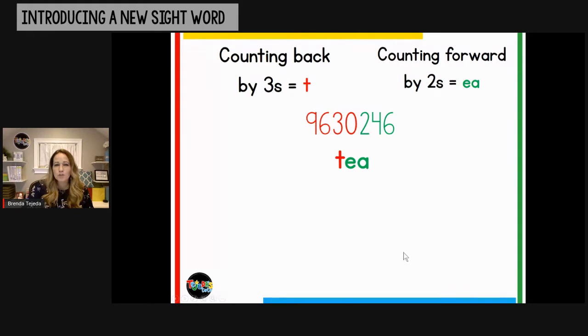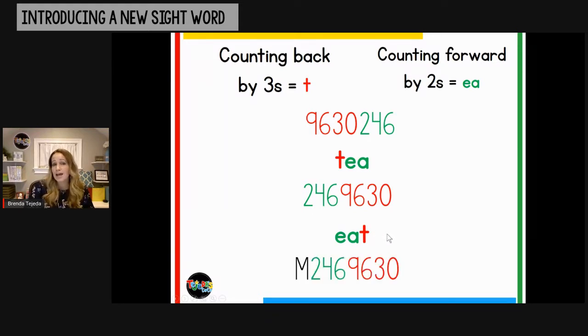Now that I broke the code a little bit, does it make more sense why that number sequence would stand for the word tea? And if I were to use 246 at the beginning, counting forward by twos, and flip those, I bet you can tell me what that word is, right? You can read that the word is eat. And if I tell you M is M, you can probably tell me what that word says too, right?